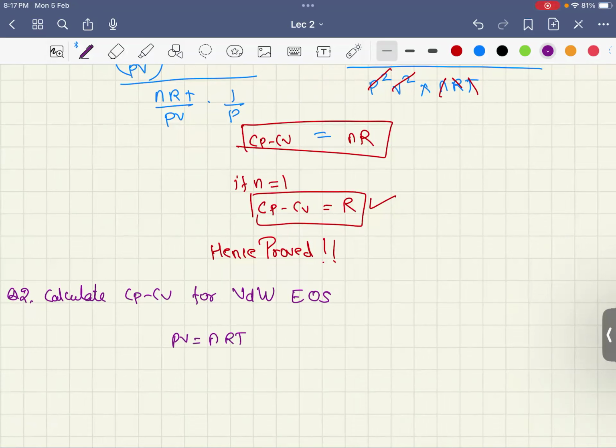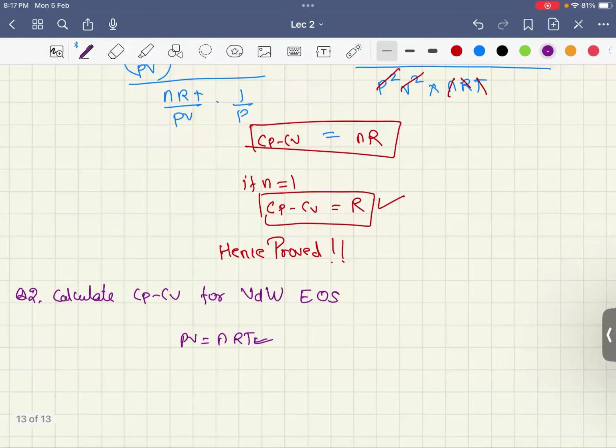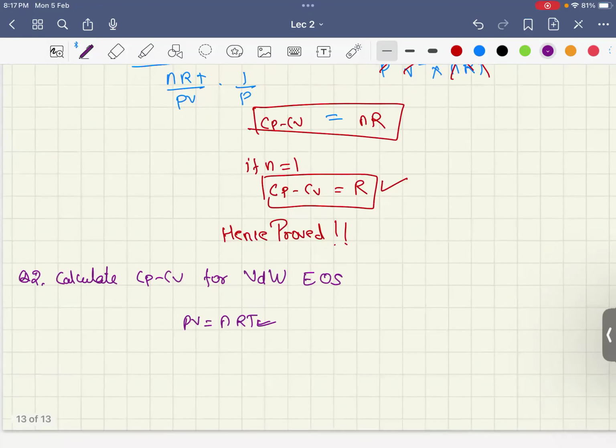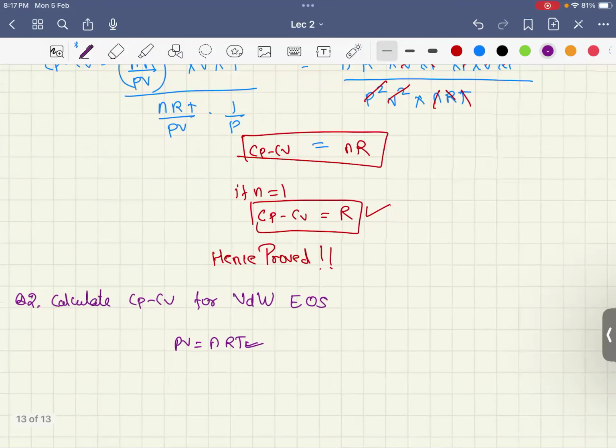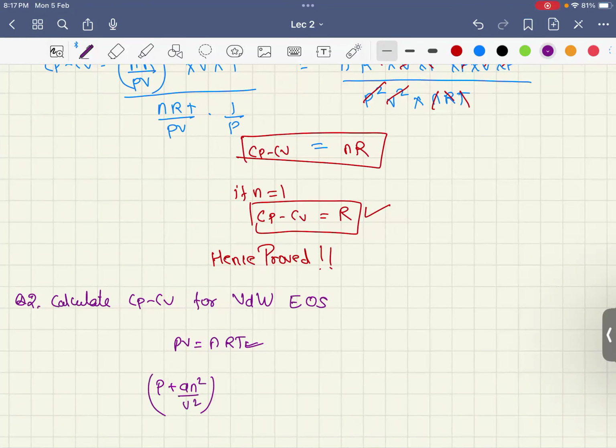But for real gases, we know that this expression may not work. So for real gases there is another equation of state. Many equations of state exist, and one of them is the van der Waals equation. It goes like this: (P plus a n square by V square) into (V minus nb) equals nRT. This is the van der Waals equation of state.